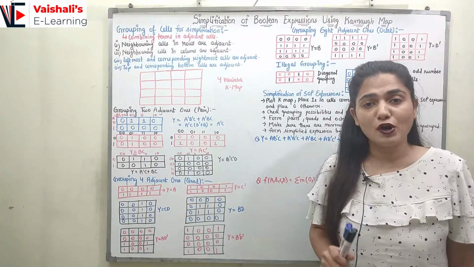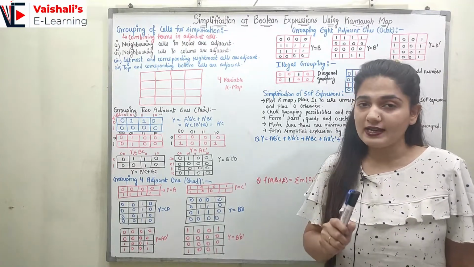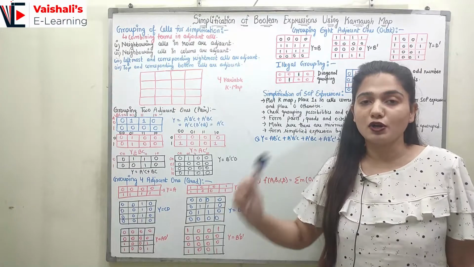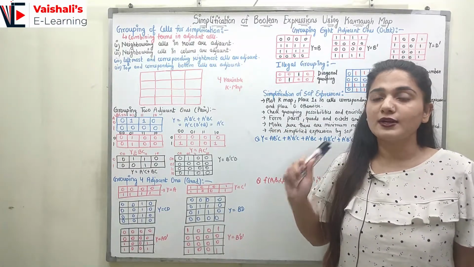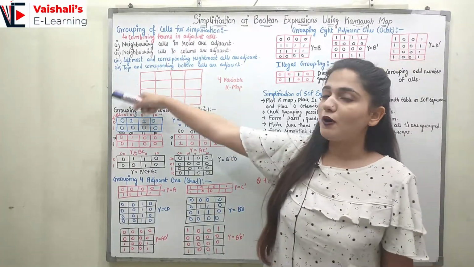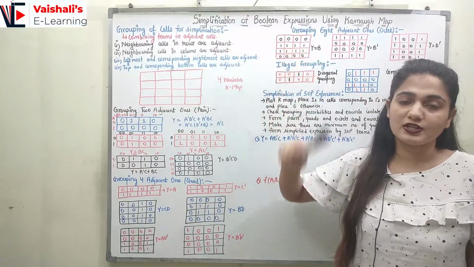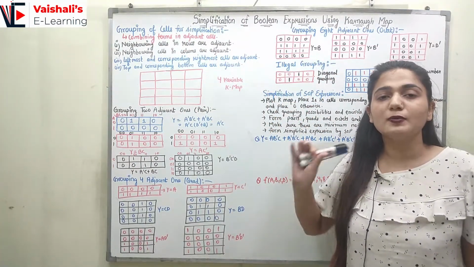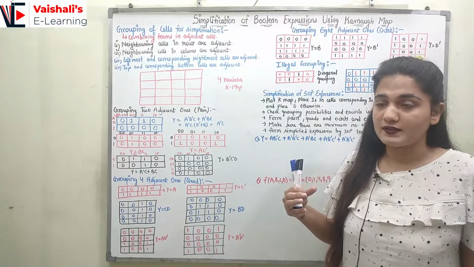If you have still not watched the previous video and you don't know how to draw the K map, it is highly recommended that you go back, watch the previous video first and then come to this video. Here we are going to understand the simplification using the K map. First of all, we are going to understand the grouping of the cells for simplification. In the map method, we group the cells for simplification purposes.